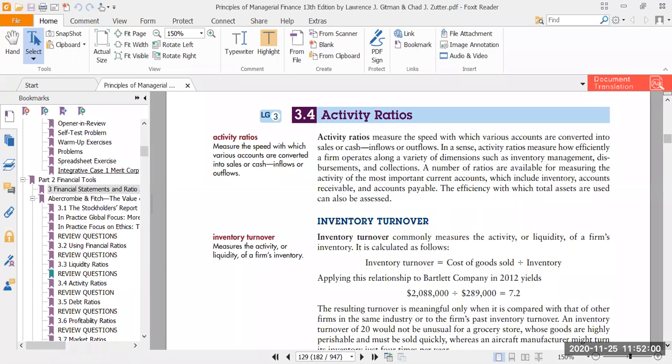Applying this relationship to the Bartlett Company in 2012 yields around $2.088 million divided by $289,000. It is 7.2. The resulting turnover is meaningful only when it is compared with other companies, other firms in the same industry.